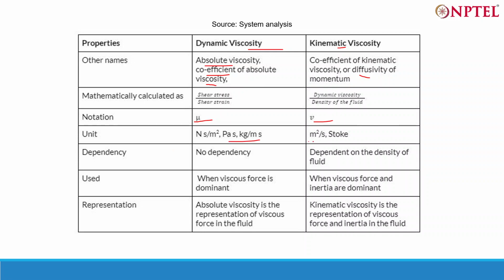These are the units. You can see the units are newton second per meter square here, and meter square per second, or stokes, here. Dynamic viscosity has no dependency on the density of fluid, but kinematic viscosity has a dependency on the density of fluid. The viscous force is dominant here, but the viscous force and inertia both are dominant here.